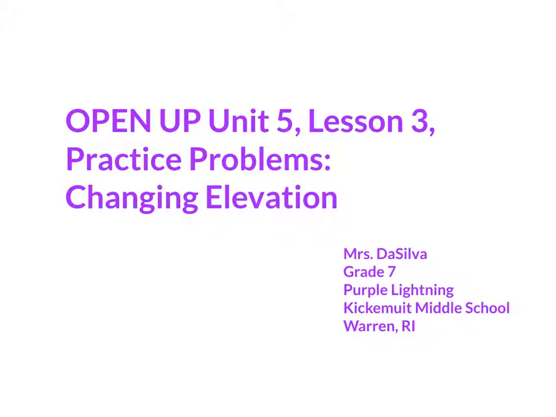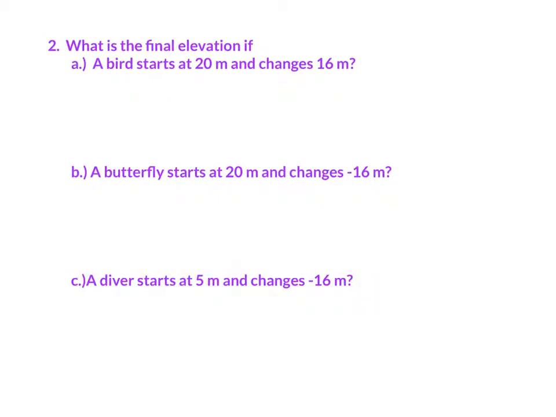So our next unit or lesson is in Unit 5, and we're going to be looking at change in elevation. And of course, that's going to continue our exploration into integers, or positive and negative numbers. So if a bird starts at 20 meters and changes 16 meters. So let's just draw our number line. You probably already know the answer to this, but we want to use the same method each time because then we'll get used to it.